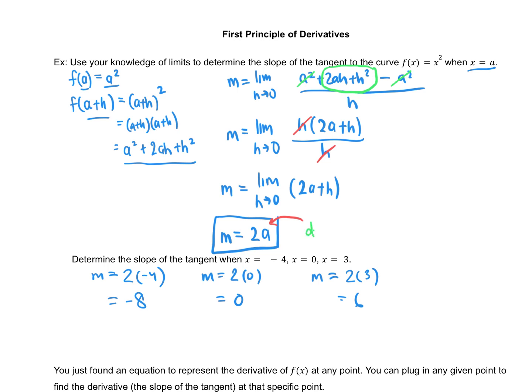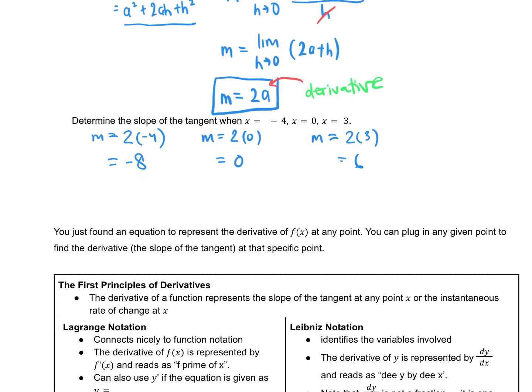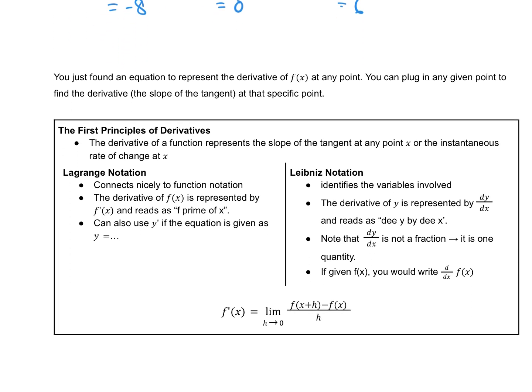Now this here is actually called the derivative. This general expression for the slope of the tangent is the derivative of the function. So this leads us into the first principles of derivatives. So the derivative of a function represents the slope of that tangent at any point x. So in other words, it's the instantaneous rate of change at a specific value x.